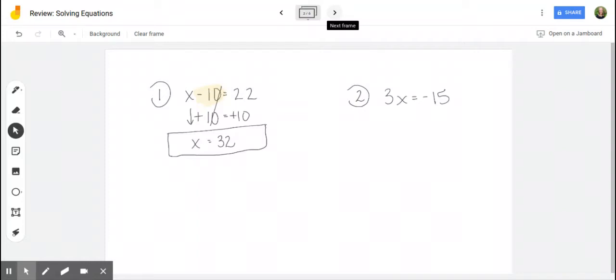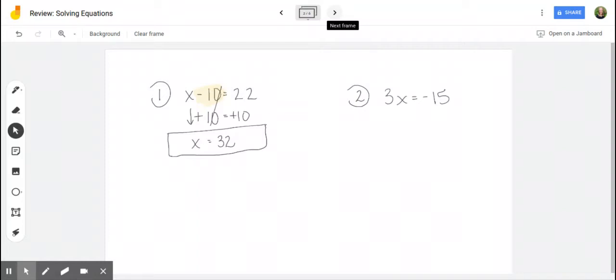I know they're being multiplied together, and so how do I get rid of multiplication? I do the opposite. So the opposite of multiplication is division. Okay, and the reason I know I'm trying to get rid of the 3 is because that is what is on the same side as x, right? If I need the x to be by itself, I need it to be isolated. That means the 3 has to go away.